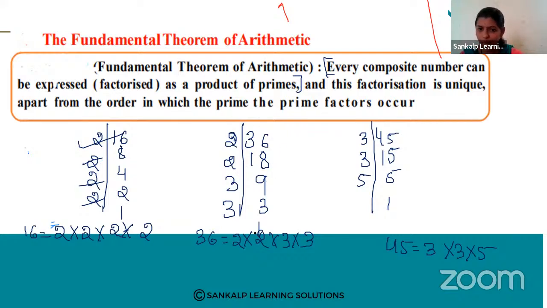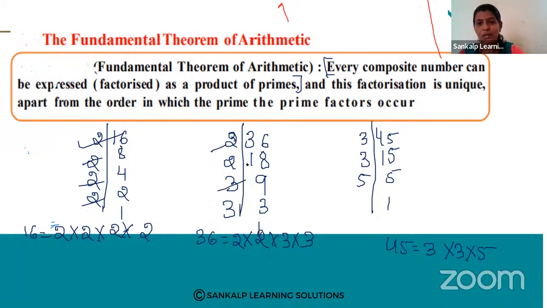36 is a composite number. This can be expressed as the product of primes. See, whatever factors we get here, all those factors are prime numbers. It is compulsory that they should be prime numbers. Okay, see, 2 is a prime number and 3 is also a prime number.